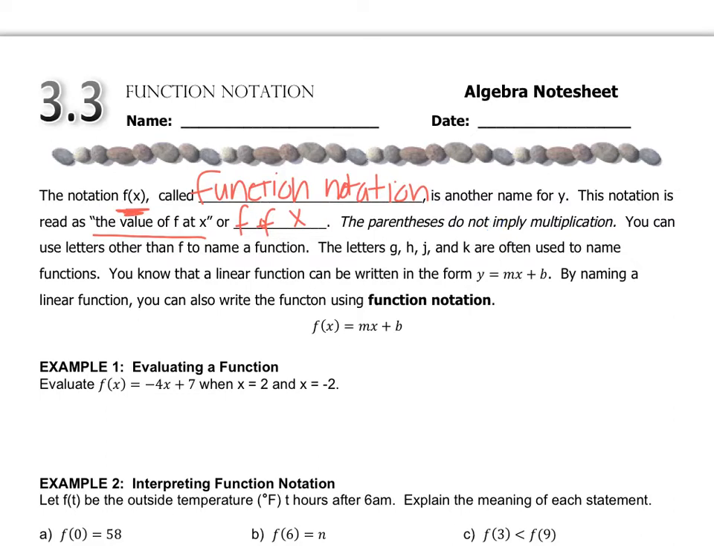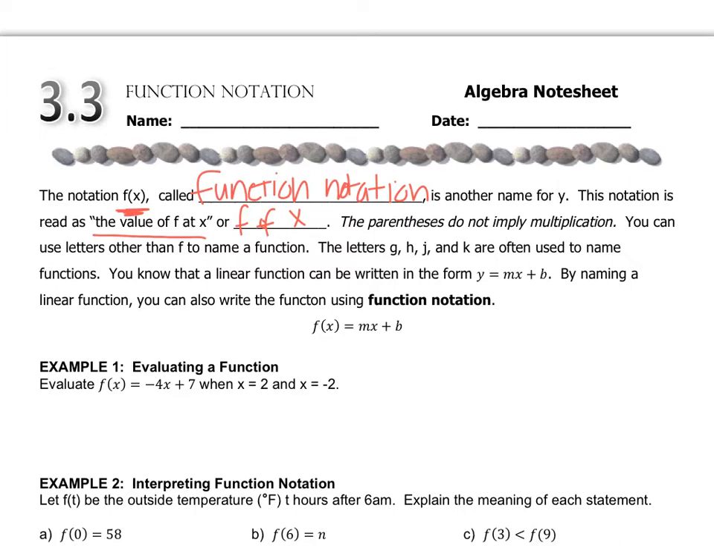You might also see other letters, like it might say g of x or h of x, and we'll talk about when you would see those later on. We talked about y equals mx plus b equations. Now, instead of y, we can use f of x. So this says the exact same thing. f of x equals mx plus b. This tells me that x is my input variable, my domain, my independent variable.